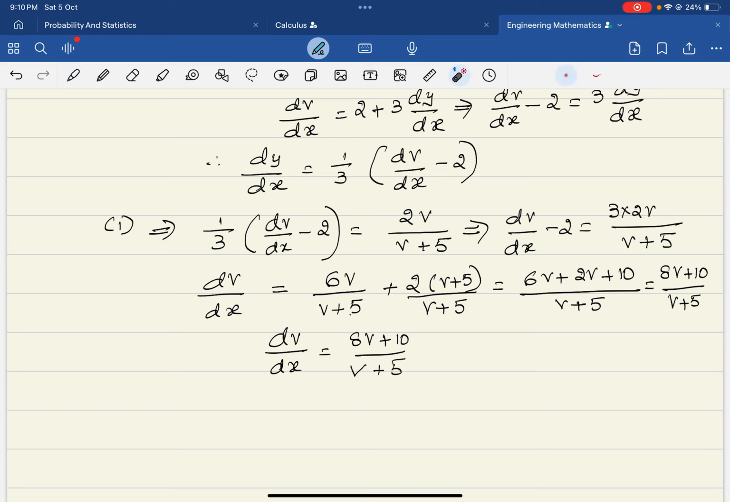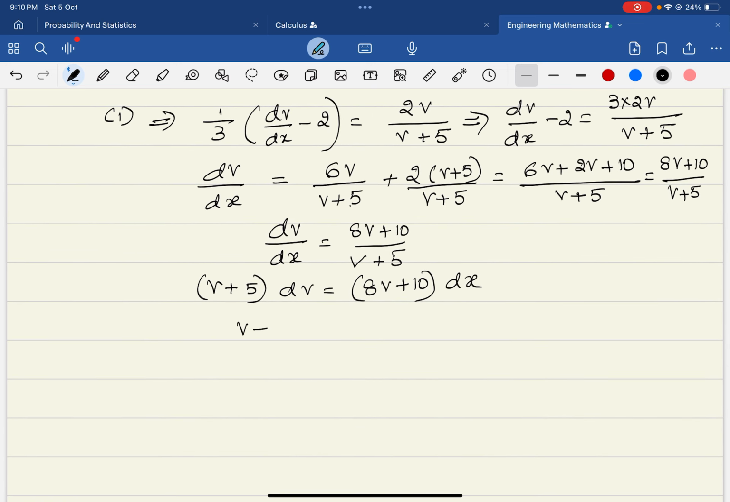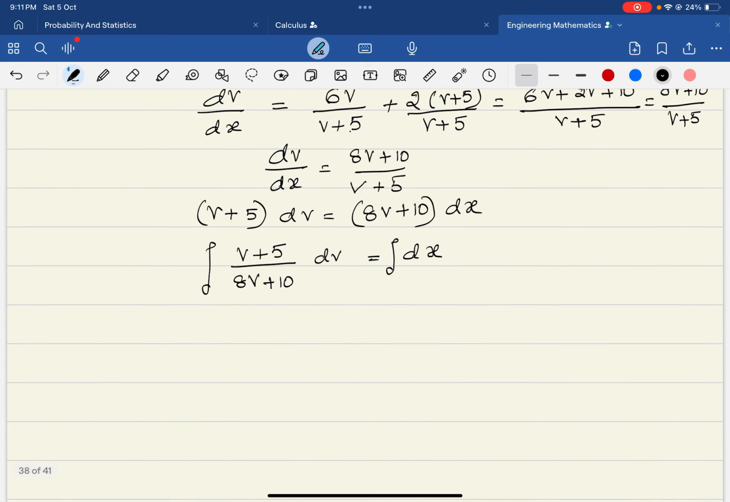So, we will do the cross multiplication like this and this. So, what does it give us? It implies v plus 5 times dv is equal to 8v plus 10 times dx. So, what do we do now? We divide by 8v plus 10. So, that is v plus 5 over 8v plus 10 dv is equal to dx. Now, let us integrate.